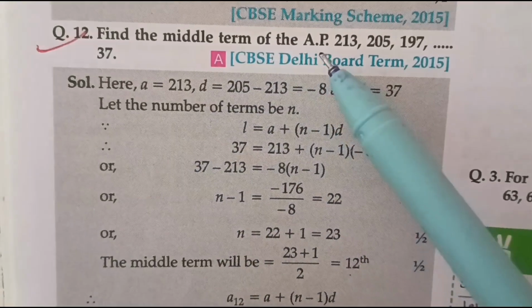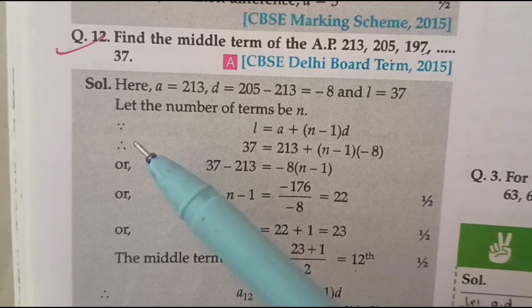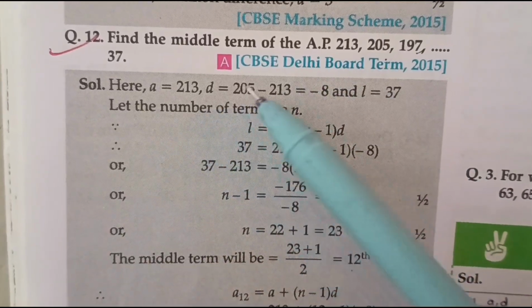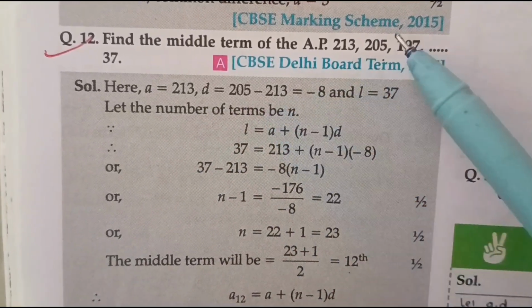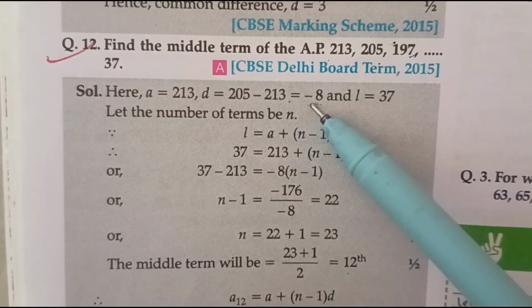Find the middle term of the AP 213, 205, 197, ..., 37. Here the A value is given as 213. We have to find the common difference. A2 minus A1 is 205 minus 213, so we get the D value as minus 8.